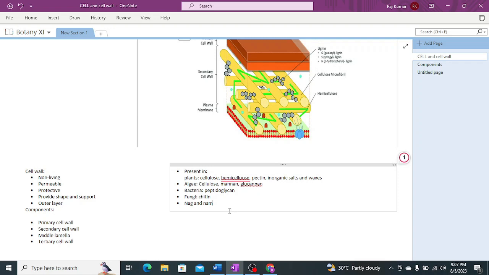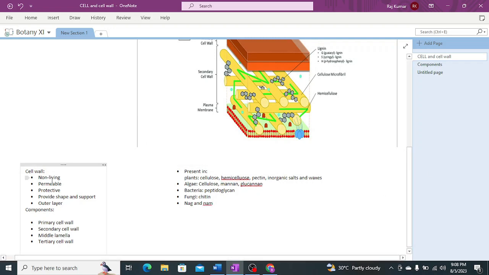After which we have peptidoglycan. Peptidoglycan is part of the bacterial cell wall, which is made up of peptide. This is a conjugated molecule made up of a peptide chain as well as glucose or carbohydrates. After which we have glucanan and mannan. Glucanan and mannan are basically polysaccharides.